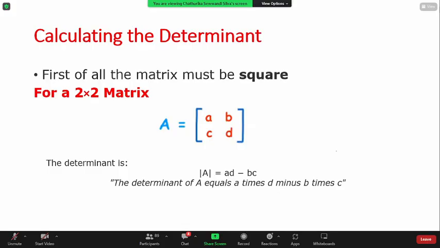So that's how we pronounce it. That is how we say it.